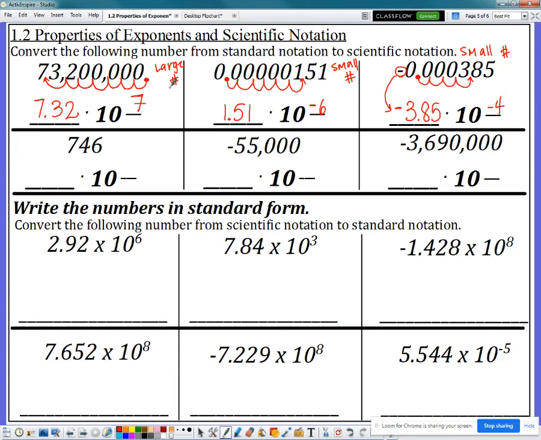And now I want you to take time, pause right here, and work these next 3 examples. I will go ahead and just put the answers on the board. Pause it and give this a try by yourself.